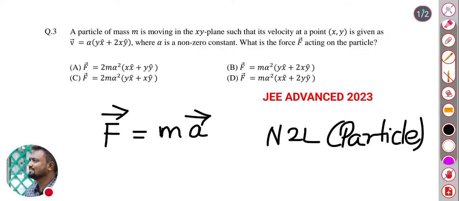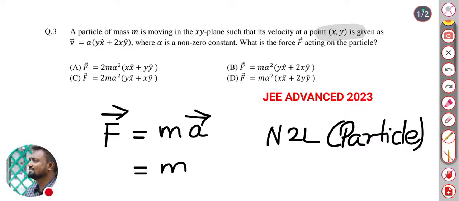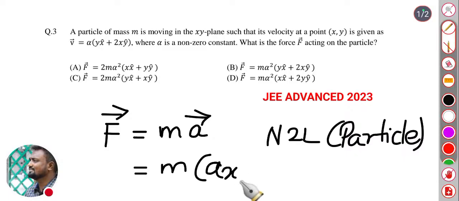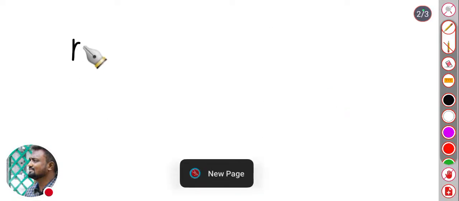So what is the a vector? In this problem, the motion happens in the xy plane. So we can write the acceleration in Cartesian form only for x and y: ax x cap plus ay y cap. It doesn't have any z component because the motion is in the plane.